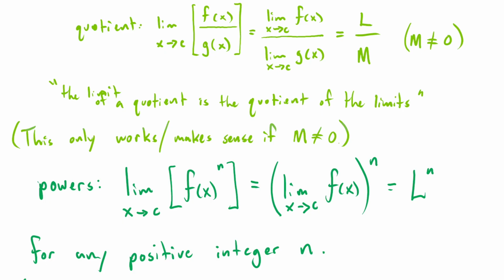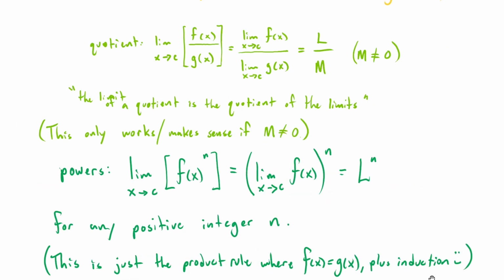If I have a positive integer n, then the limit of f of x to the n is the same as the limit of f of x itself raised to the n, or L to the n. If you covered induction in your pre-calculus class, I'll just mention that you could get this fact from taking f of x equal to g of x, that is to say multiplying f of x by itself, and then induct on how many times you're doing that.